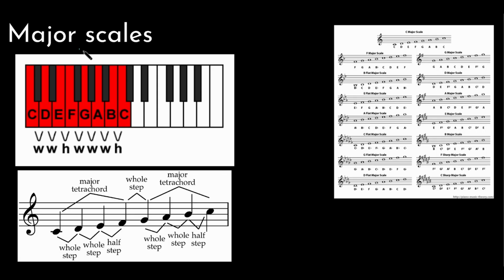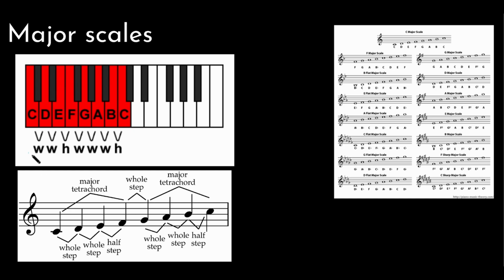Now let's talk about major scales. Major scales use whole steps and half steps. And in those whole steps and half steps are tetrachords. A tetrachord is a pattern in a scale, as you can see with the bottom picture.